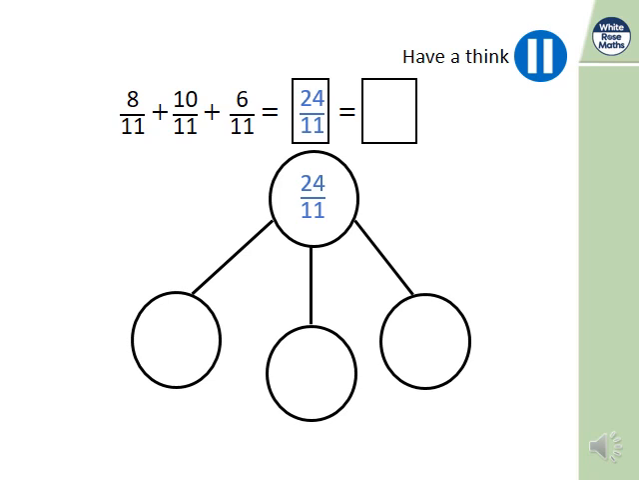And knowing our 11 times table, we could have got 11 elevenths, which is 1 whole, another 11 elevenths, which is another whole, leaving us with, that's 22 elevenths we've used so far, leaving us with 2 elevenths left out of the 24, giving us our answer of 2 wholes and 2 elevenths. Well done if you managed to do that one.